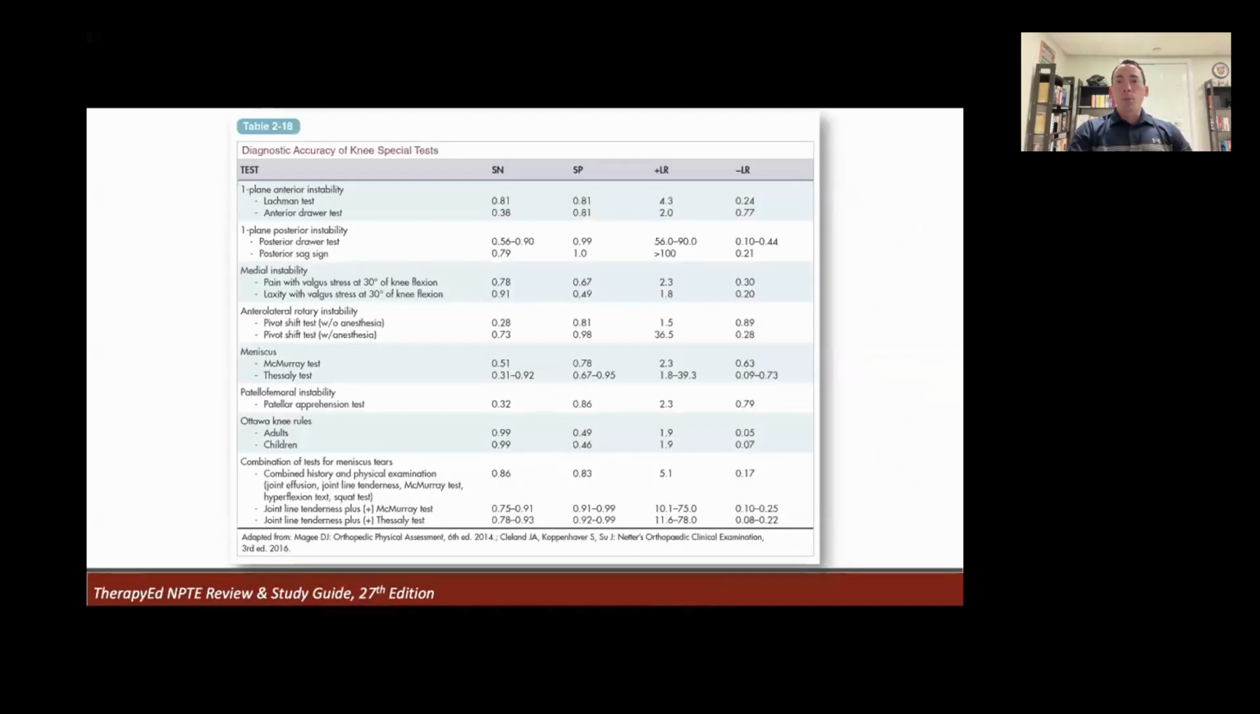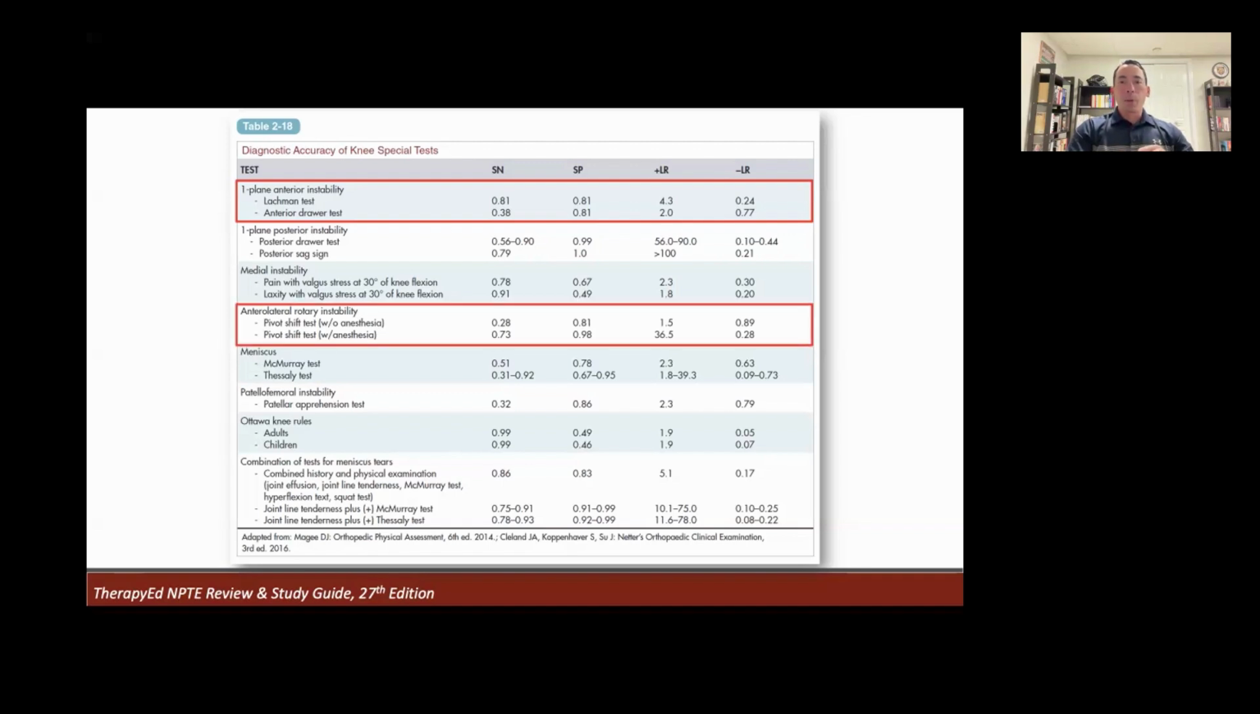All right, so this is a table from the review and study guide. It shows in the red boxes that are going to come up here the best tests for ACL injuries. So the Lachman test is the best for one plane anterior instability with good sensitivity, specificity, and likelihood ratios. Now the anterior drawer test, that's more specific than sensitive, with a better positive likelihood ratio than a negative likelihood ratio. And this means that while a positive test increases the probability of an ACL injury, the negative test is not as meaningful. The pivot shift test is the best test for anterolateral rotary instability.